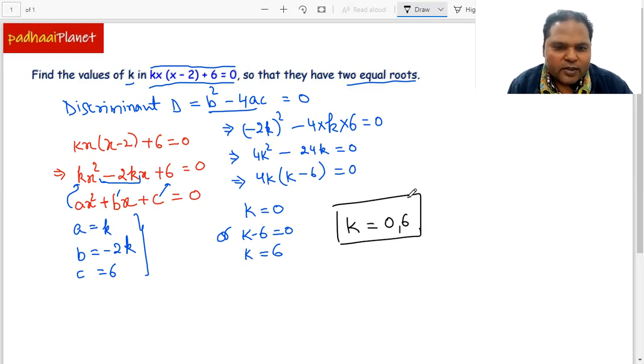So I hope you could understand. This was again a simple question but a tricky question, important from the exam point of view, because sometimes we are not able to think through how to solve such questions, right?